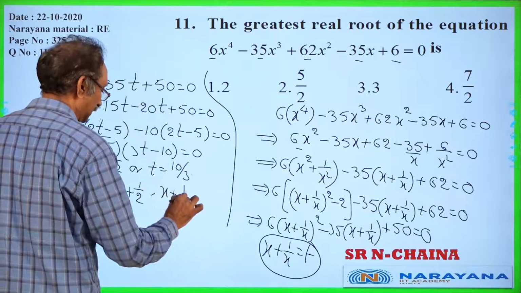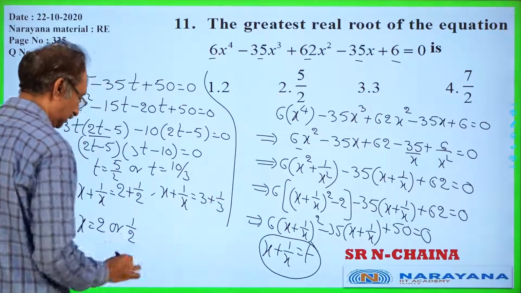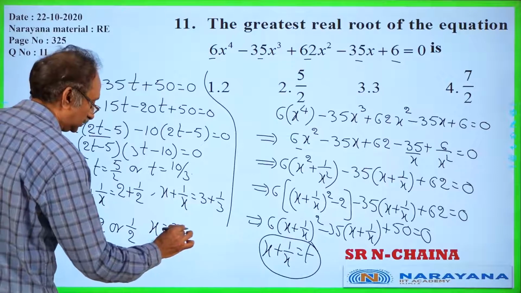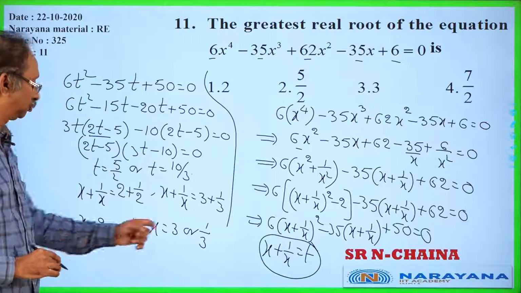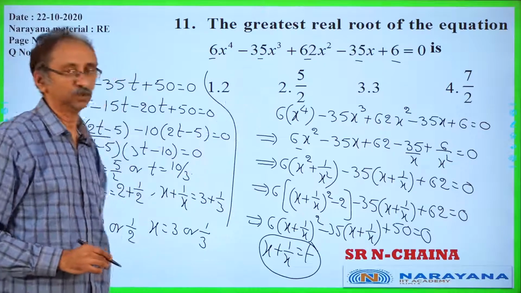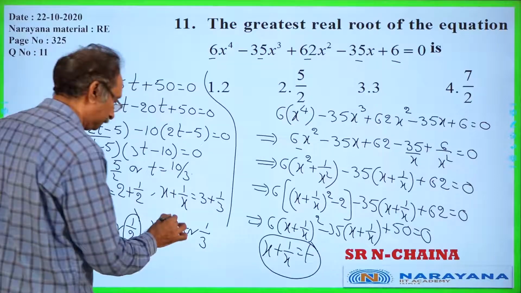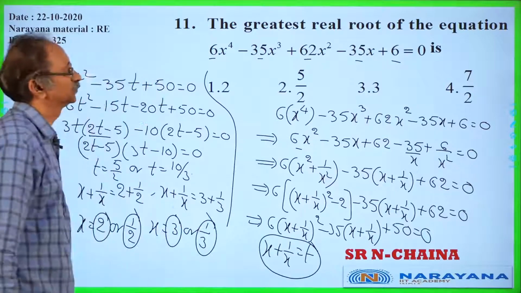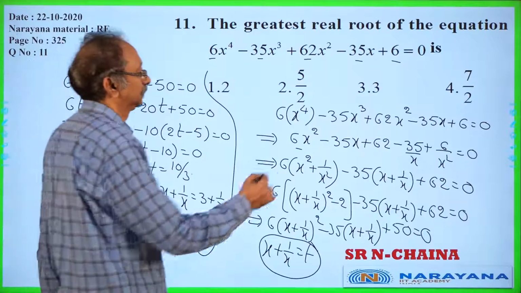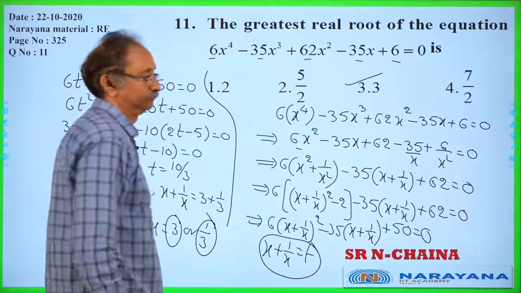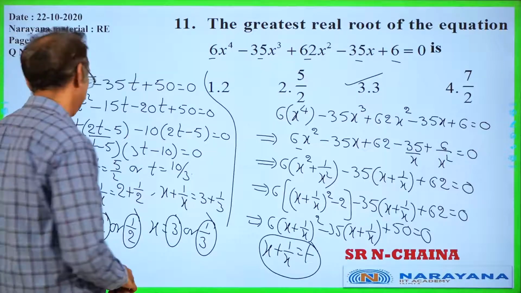Similarly, this x plus 1 by x is equal to 10 by 3 means 3 plus 1 by 3. Therefore, x is equal to 3 or 1 by 3. So we have 4 roots with us for the 4th degree equation. The roots are 2, 1 by 2, 3 and 1 by 3. So what is the question? Greatest real root. So greatest real root is 3. Okay, students? Right. Now I will go to the next question.